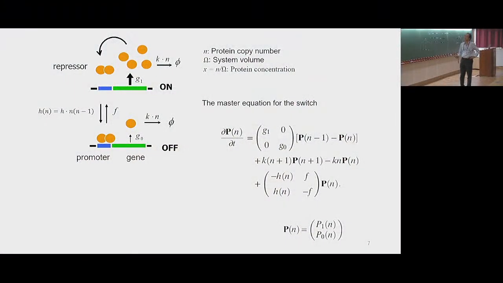And we can write the master equation like this. N is the number of the synthesized protein, and P is the two-dimensional vector representing two states. And this is the transition matrix. This is somehow similar to the run-and-tumble particle system as I wrote around here. Of course, this part is different and this part is different. But you know, this is a two-state diffusion system.